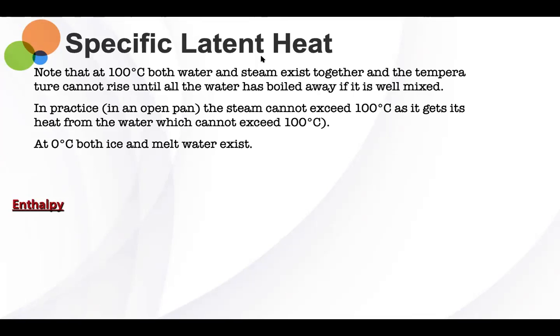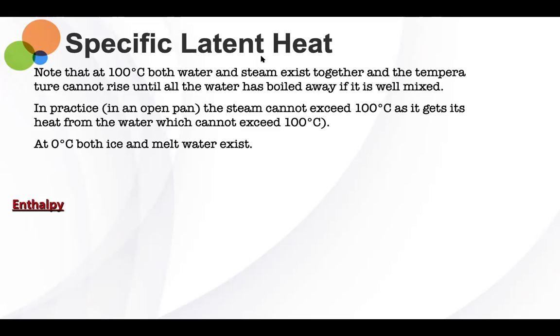So both water and steam are in the system, and the temperature cannot rise until all the water is run away. I'm saying this over and over again just to make sure that we get this idea. So in practice, in an open pan, the steam cannot exceed 100 degrees as it gets its heat from the water, which cannot exceed 100 degrees. So at 0 degrees, both ice and melted water exist.